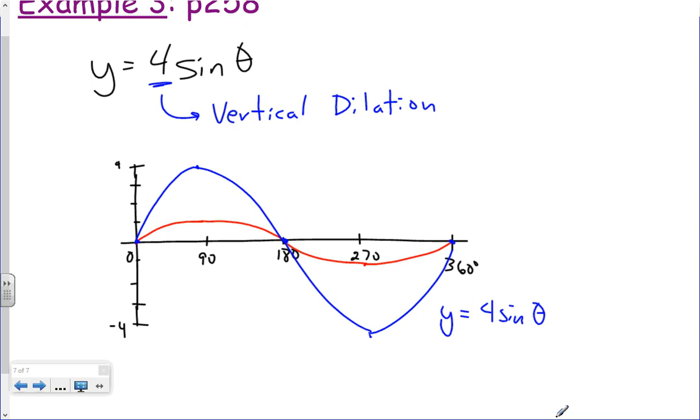All right, and that right there is the end of section 5-3.